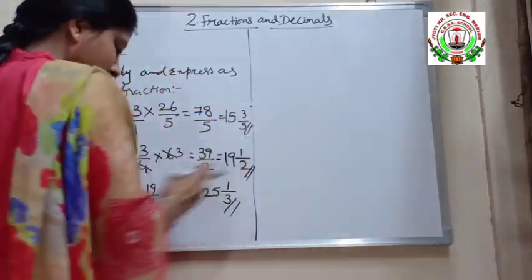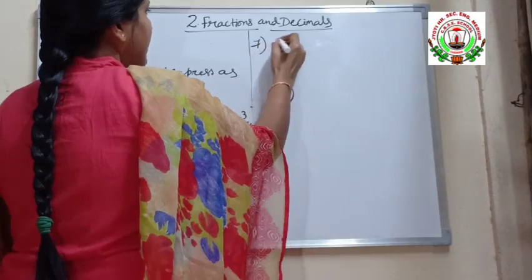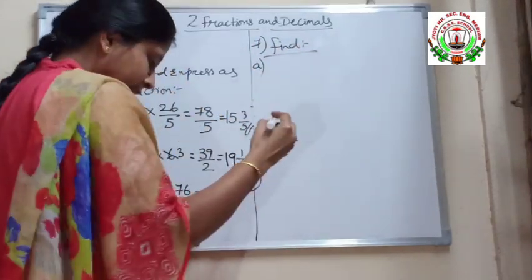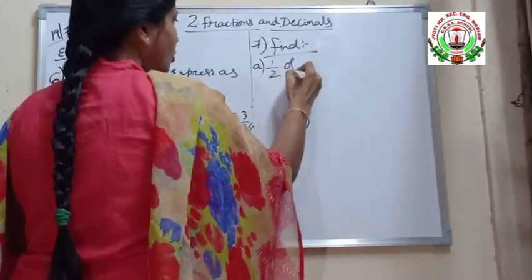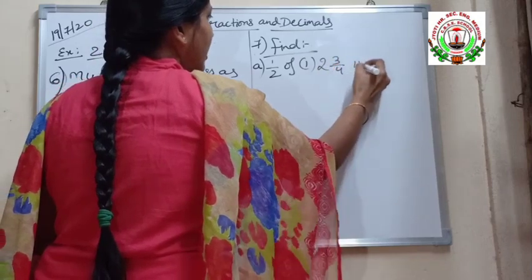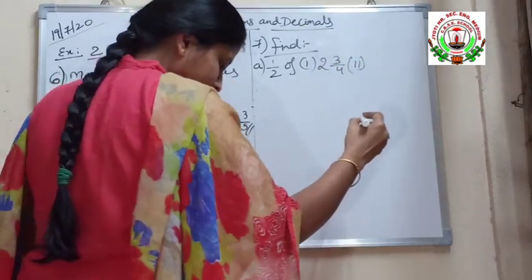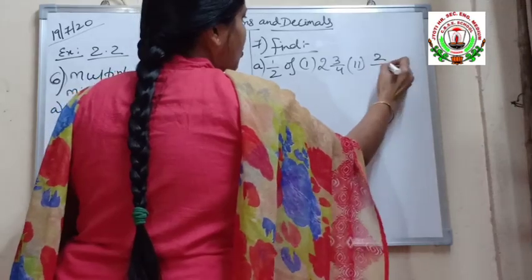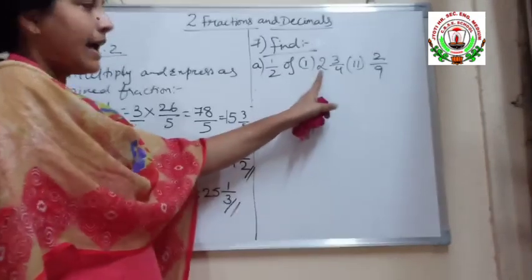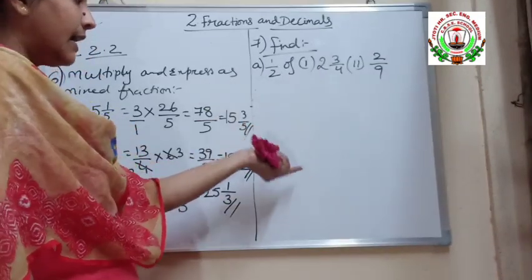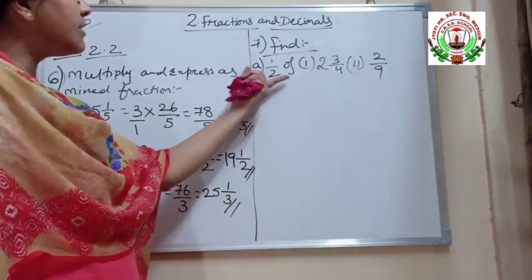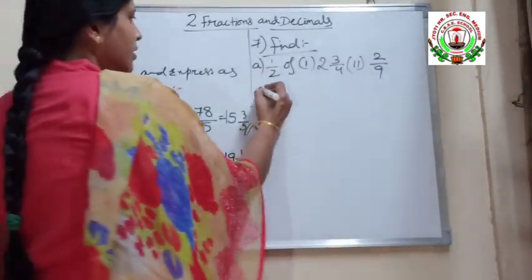Other question, the 7th one. They have given: find. A part they have given as 1 by 2 of 2 3 by 4, and the second part they have given as 2 by 9. Again, as we did in the last problem, that is the fifth one, the same way we have to do it. See the solution here.